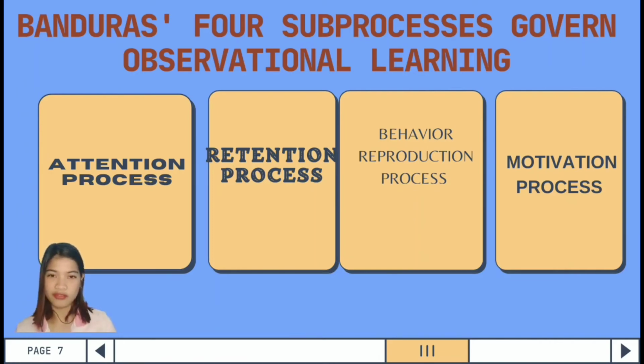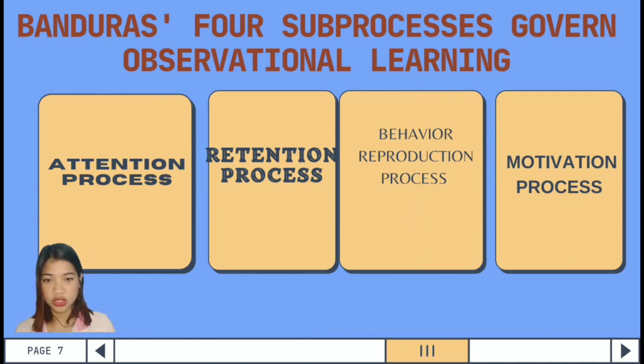The second one is the retention process, in which the person transforms and restructures what he or she observes into symbolic codes that the person stores in memory. Certain cognitive activities such as rehearsal, labeling, and organization are involved in the retention process and benefit the development of this representation.